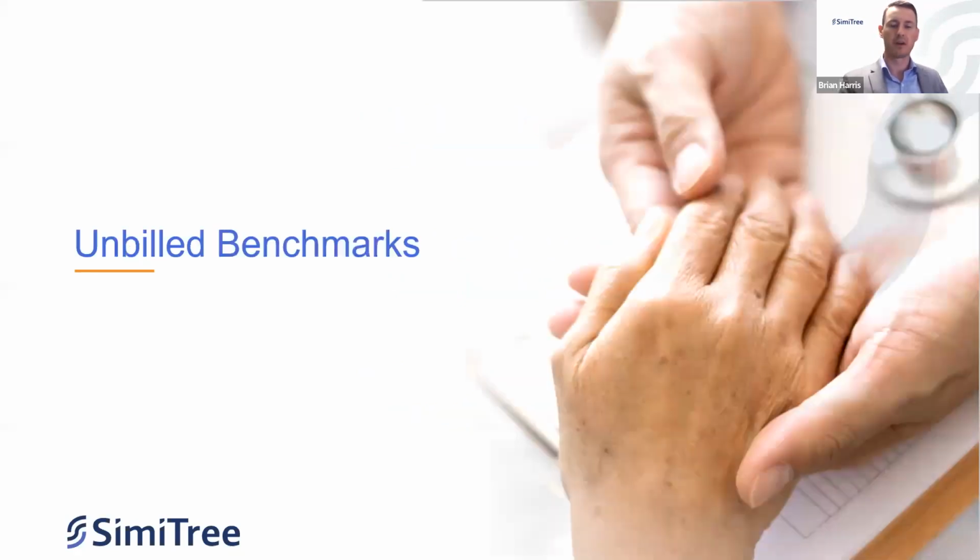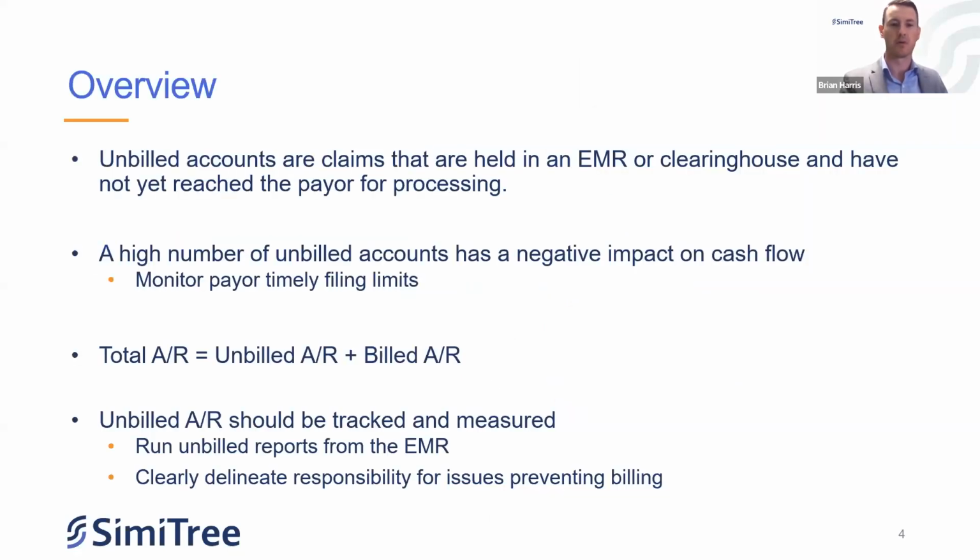So if we want to kick off here, looking at some benchmarks, starting to lay the ground of what we view as benchmarks for unbilled, and really just starting with some definitions. Anytime we're talking about unbilled activity, it's really held claims. It's claims where the service period is completed and you're unable to submit it to the payer. That could be held in your EMR, in your clearinghouse, or through some other edits that you have going. But we really want to take a look at that.